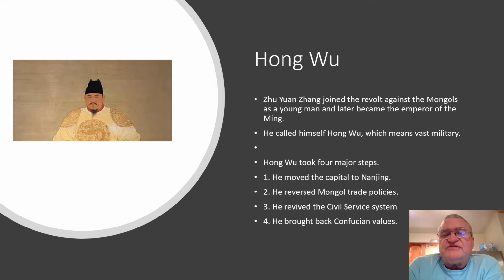Hongwu took four major steps. The first step he took was he moved the capital to Nanjing, which was further south. He reversed Mongol trade policies. He revived the civil service system, and he brought back the Confucian values.